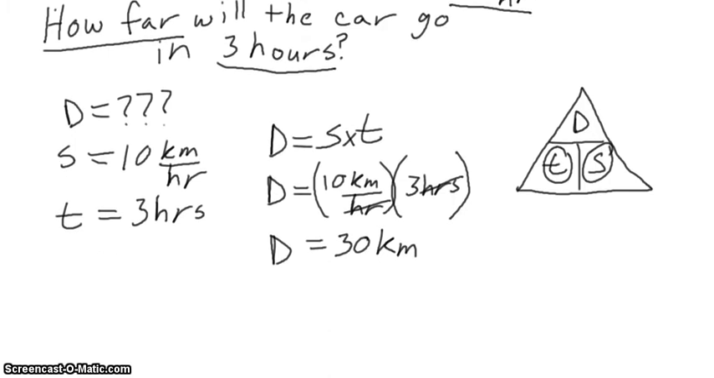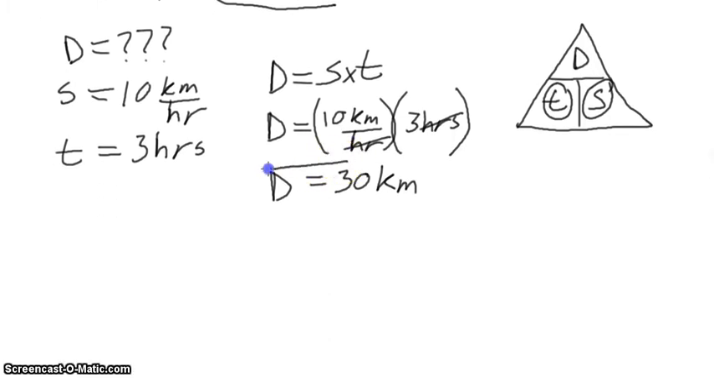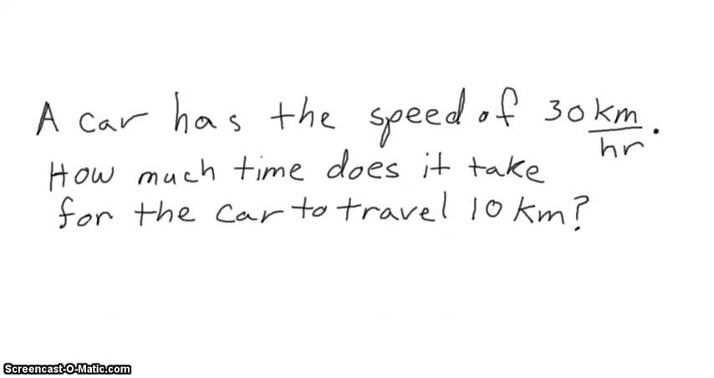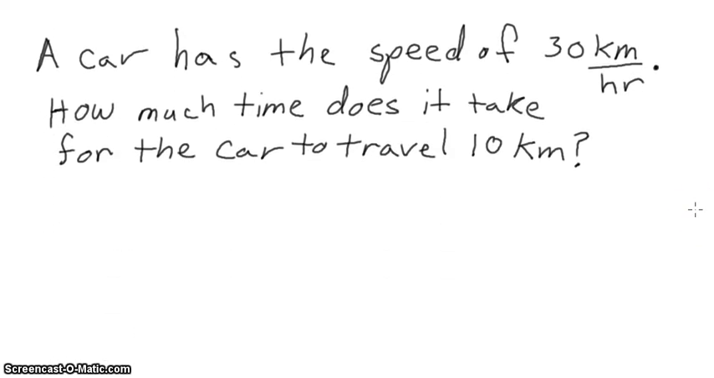Okay, let's try one last problem. I know these are going to be challenging, but I'm going to give you lots of practice, so don't worry. Okay, last problem. A car has the speed of 30 kilometers per hour. How much time does it take for the car to travel 10 kilometers? So in this case, the problem is asking us how much time. So I'm going to say time equals question mark.